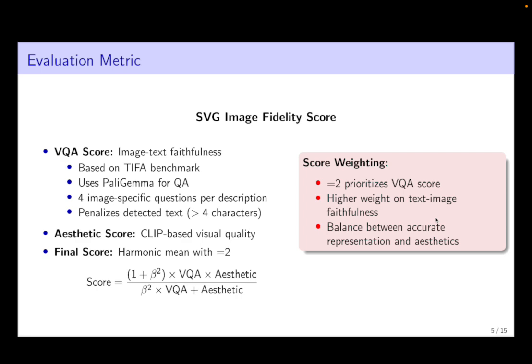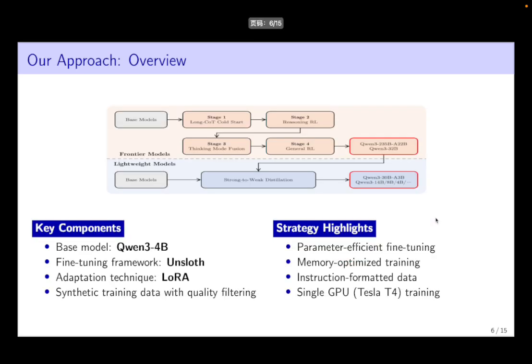Second, an aesthetic score, assessing visual quality using CLIP. This was combined using a harmonic mean with beta set to 2, which heavily prioritized the VQA score, meaning accuracy and faithfulness to the prompt were valued more than just aesthetics.